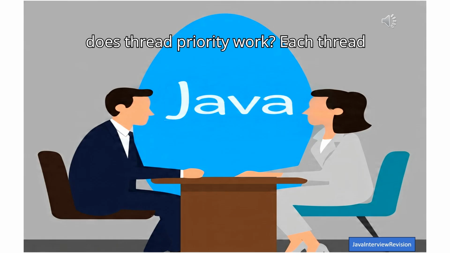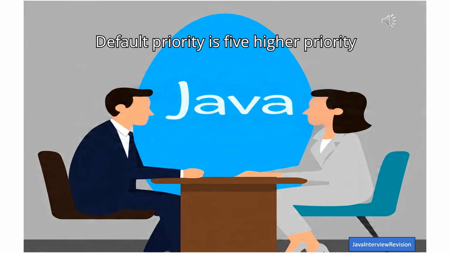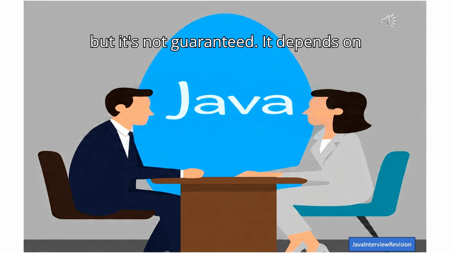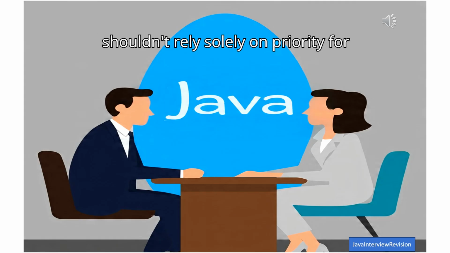How does thread priority work? Each thread has a priority between 1 and 10. Default priority is 5. Higher priority threads may get preference in scheduling, but it's not guaranteed. It depends on the JVM and operating system. So you shouldn't rely solely on priority for critical logic.